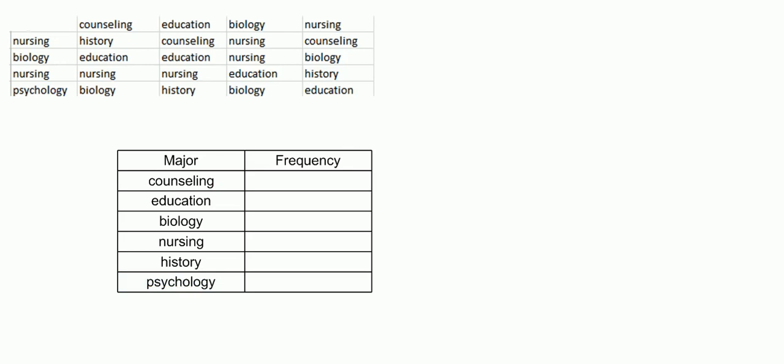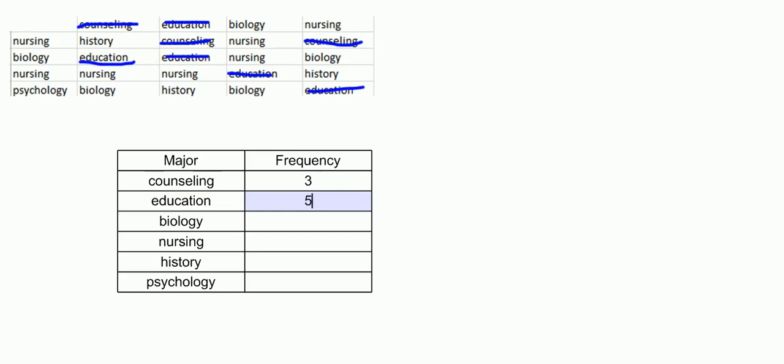Now, it helps sometimes to put lines through things so that you can count and don't miss something, but you don't want to make such a big line that you can't read it. Counseling: 1, 2, 3. So that's going to make this a 3. Education: I'm looking at 1, 2, 3, 4, 5. So I'll fill in a 5 here, and it's as simple as this.